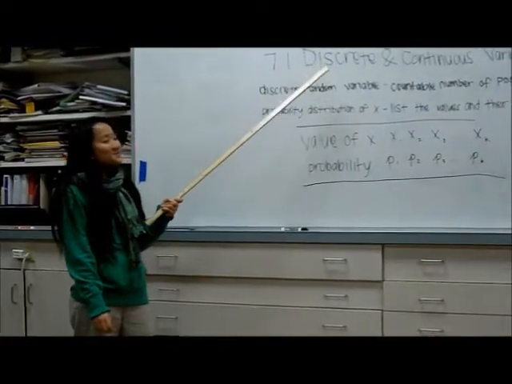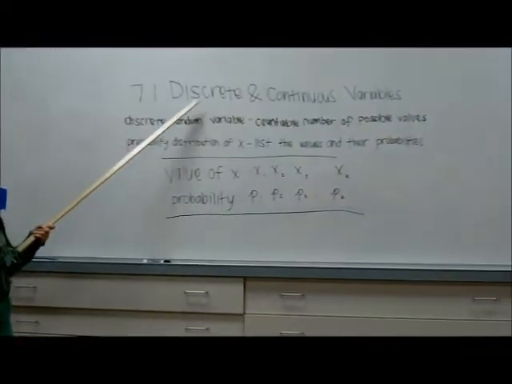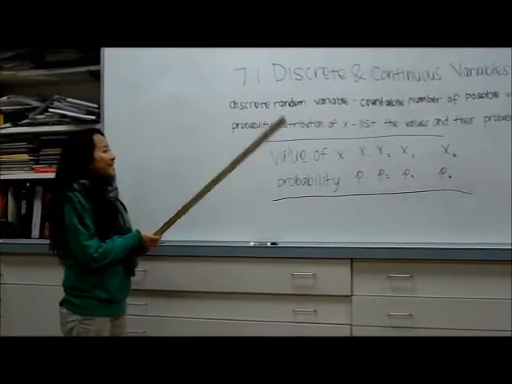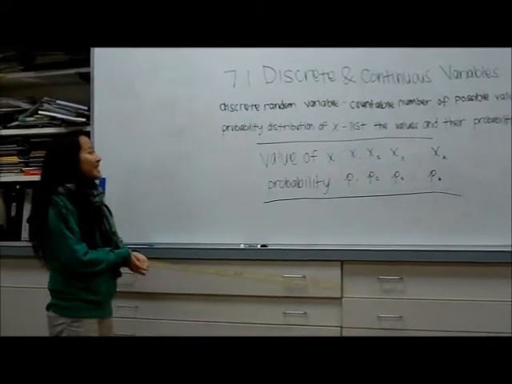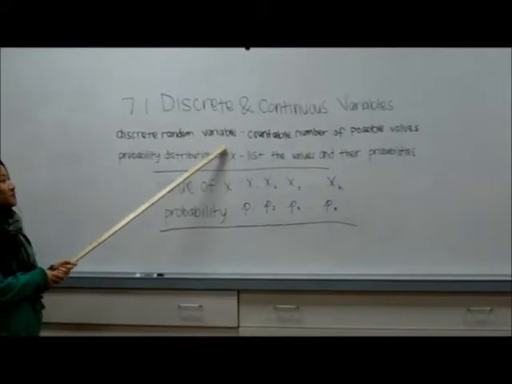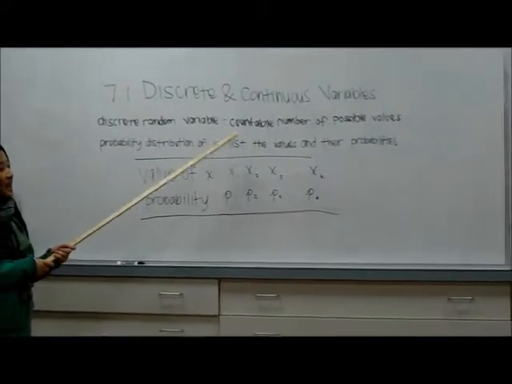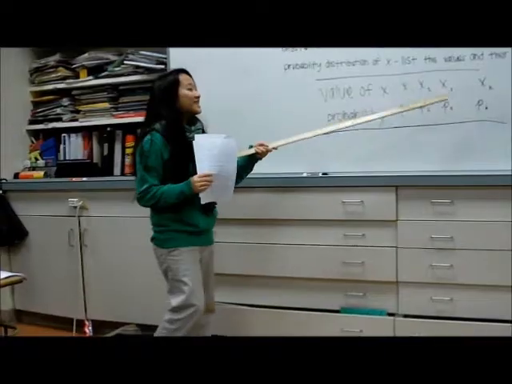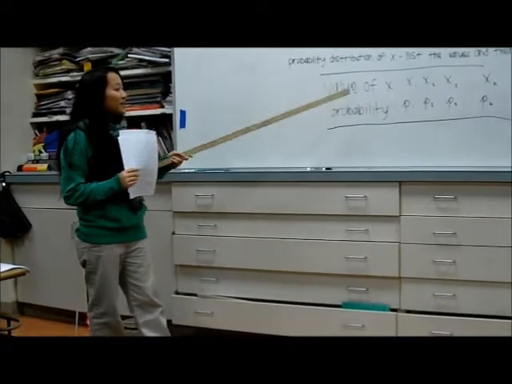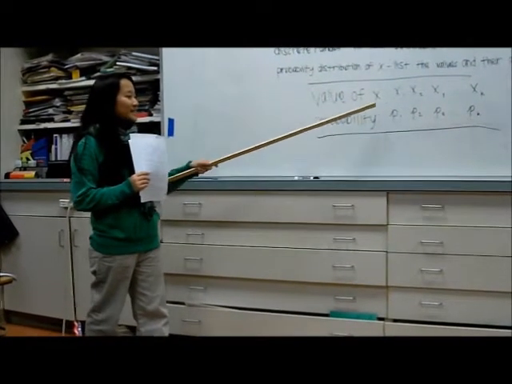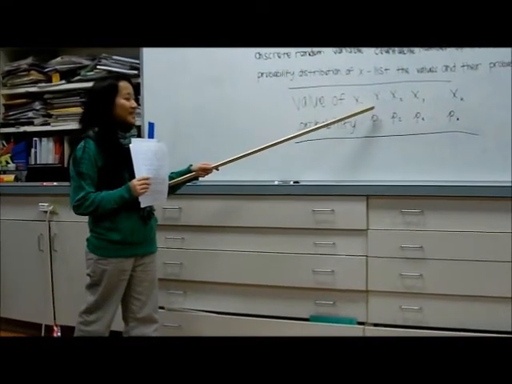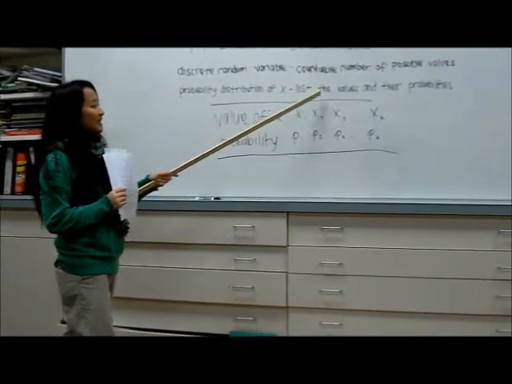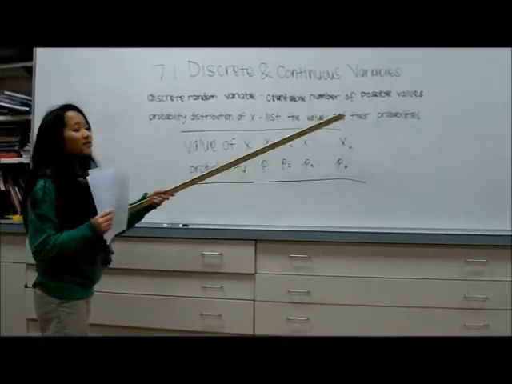This lecture is going to be about 7.1, discrete and continuous variables. The first thing we have to understand is the discrete random variable, which means a countable number of possible values. A picture of the random variable consists of x, and each x represents a countable number of possible values.